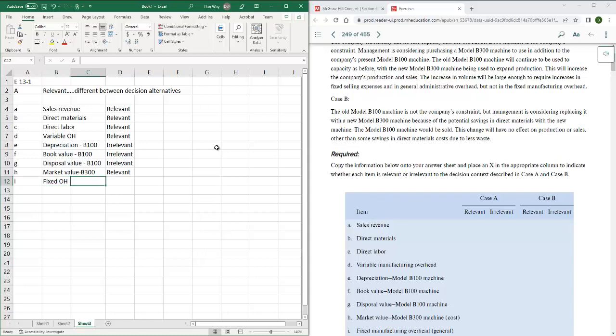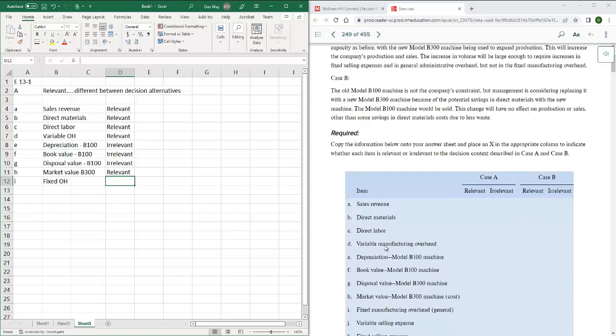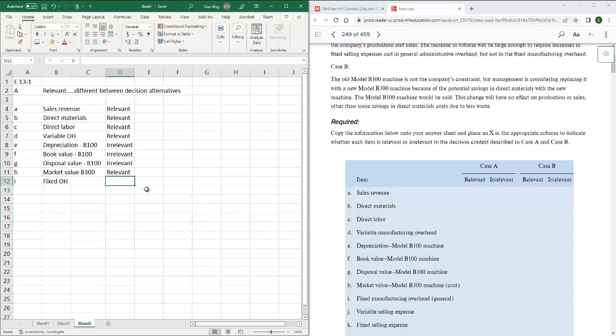All right, next up in letter I, we had fixed manufacturing overhead. It did tell us in the last sentence of the case setup that this increase in volume, if we buy the new machine, would require increases in fixed selling expenses and in general administrative overhead, but not in fixed manufacturing overhead. So we're going to say that this is irrelevant. No change there.